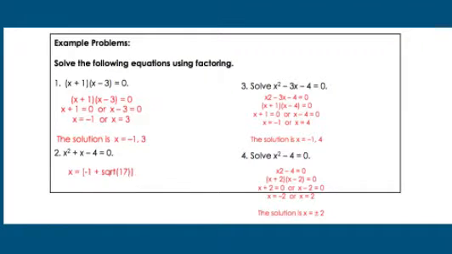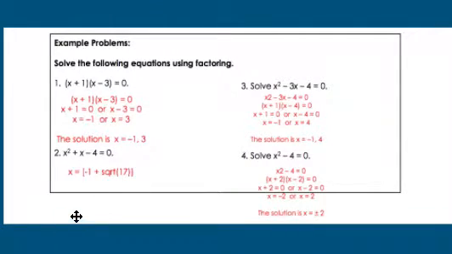So here are the answers. Basically, we're setting both to equal 0, and then we subtract from each side. So in here, you see that we're subtracting 1 from both sides and adding 3 to both sides. And the solution is x equals negative 1 and 3.